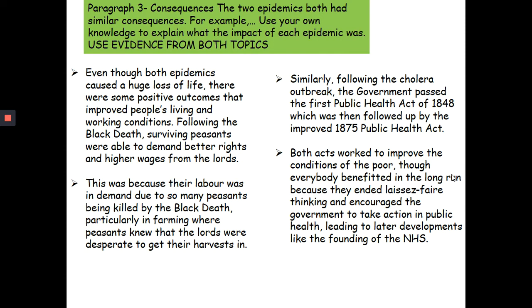Following the Black Death, surviving peasants were able to demand better rights and higher wages from the lords. This was because their labour was in demand due to so many peasants being killed by the Black Death, particularly in farming, where the peasants knew that the lords were desperate to get their harvests in so they could move around and charge higher prices.